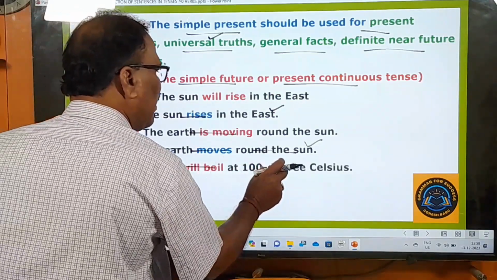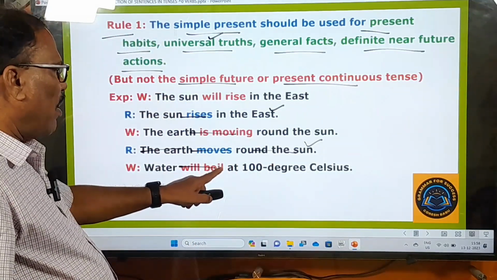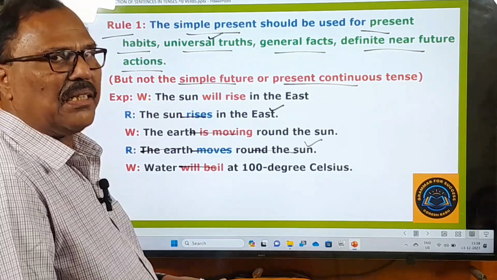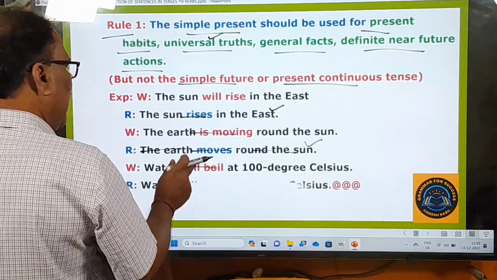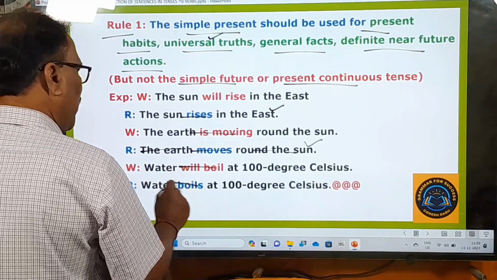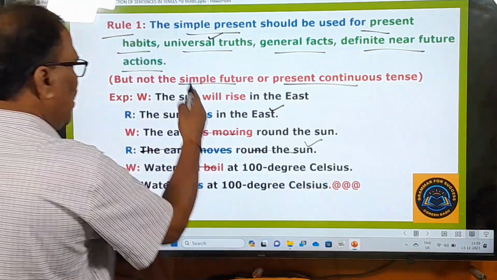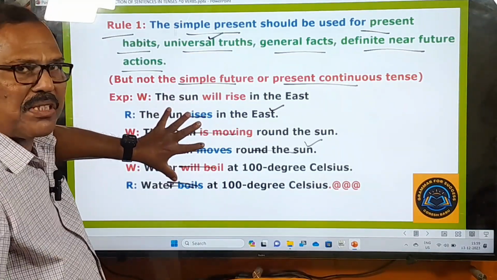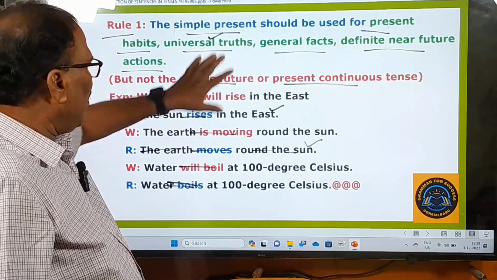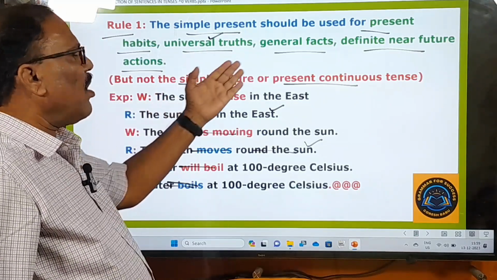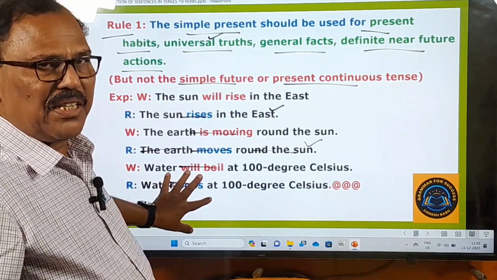Next example: Water will boil at 100 degrees Celsius. It is also a universal truth. Until then it won't boil. Here it is expressed in the simple future, so you have to express it in the simple present: Water boils at 100 degrees Celsius. So in these three examples, we have expressed the universal truths either in the simple future or in the present continuous. Actually, these are to be expressed in the simple present tense only.